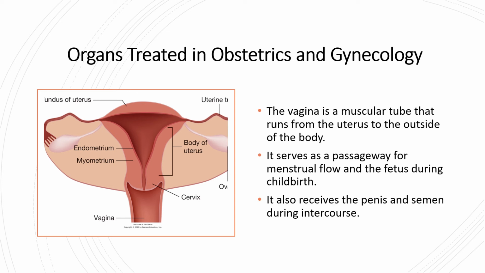The vagina is a muscular tube that runs from the uterus to the outside of the body, and that serves as a passageway for menstrual flow and the fetus during childbirth. It also receives the penis and semen during intercourse.